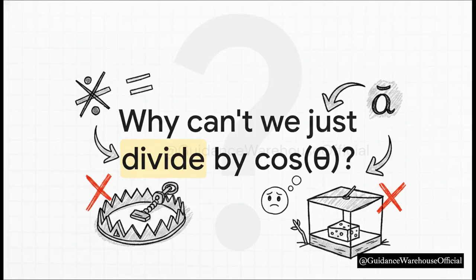Now wait, this is important. What we have right here is a trap. A very, very common mistake students make is looking at that equation and thinking, oh, great, let's just divide both sides by cosine of theta to simplify it. So why can't we do that?